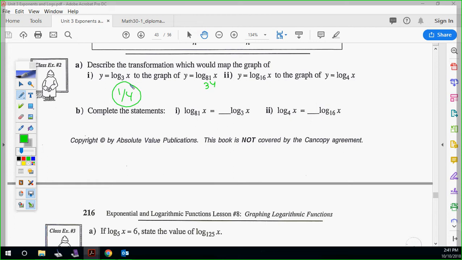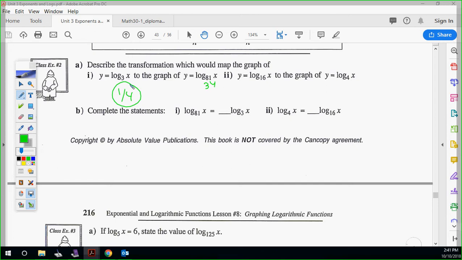Now look at this one. 16 to 4. No longer shrink. We need to expand, right? We need this guy to get bigger. Do you guys see the difference? 3 to 81 versus 16 to 4.